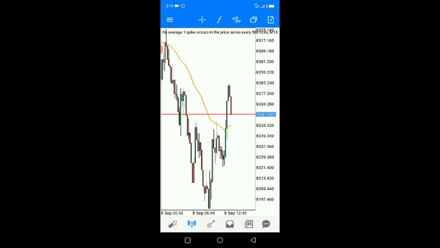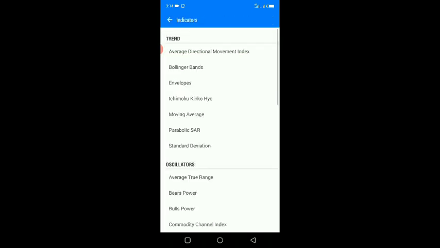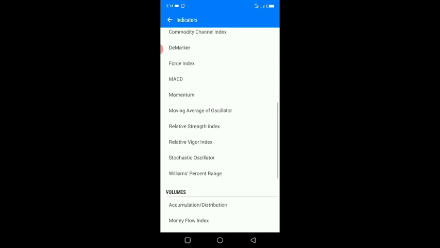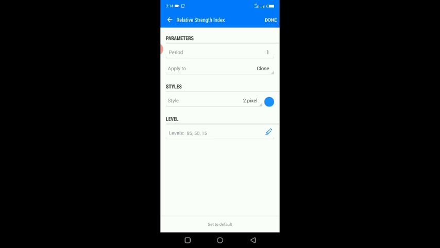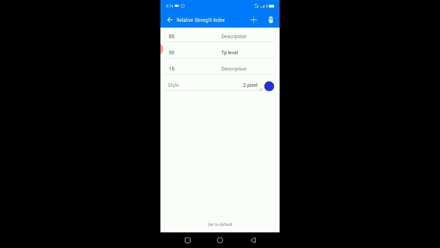So I click on done, and we then add the RSI, relative strength index. Here it is. Period 14, the style doesn't really matter. You choose whatever one you feel like choosing. Now the levels in the first video were 80 and 20, but with the upgraded version of the strategy, we'll now be using 85 and 15. So as you can see, the levels are 85, 50 and 15.